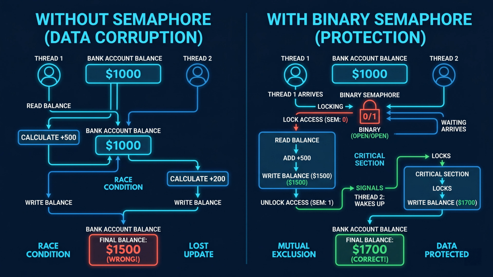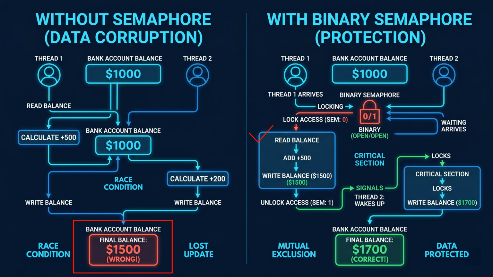Let us take a coding style example without actual code. Suppose two threads are updating the same bank account balance. If both read the old balance at the same time and then write new values, the final balance may be wrong. A binary semaphore can protect that update section.